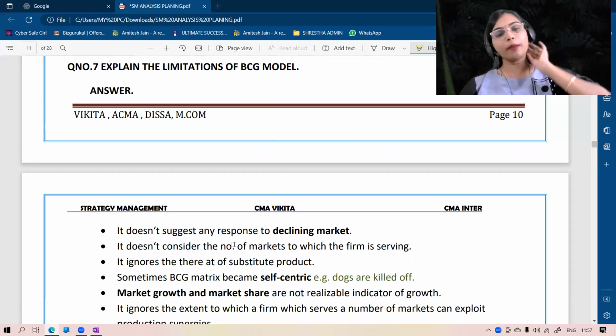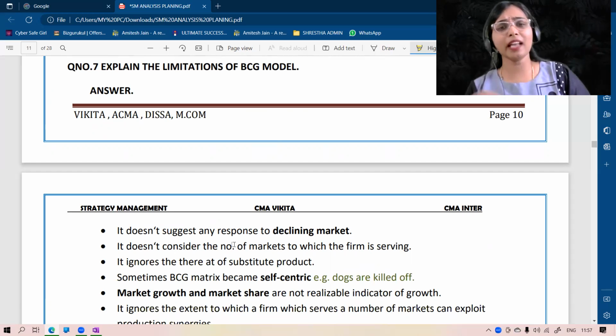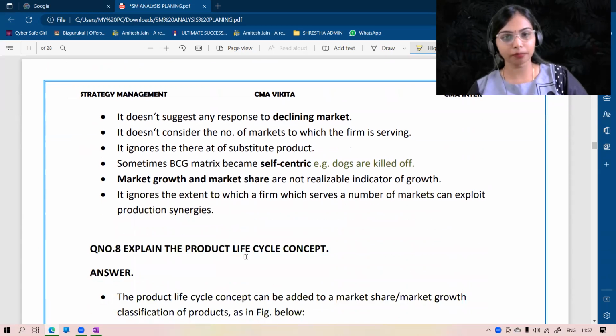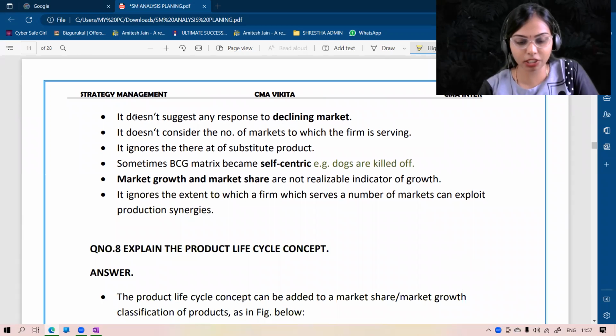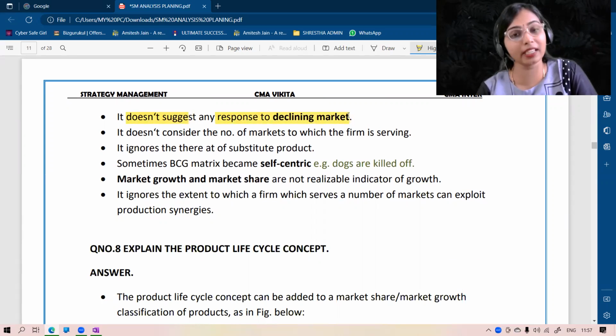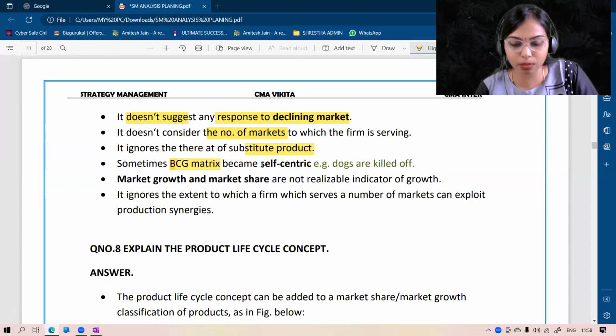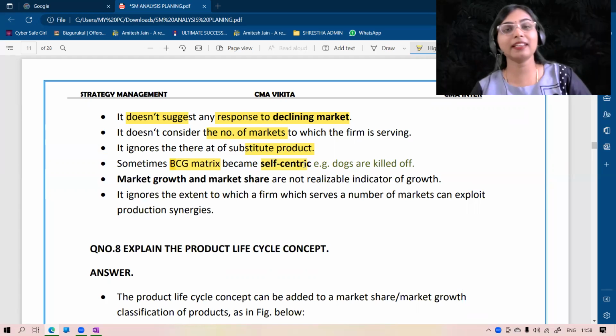Okay, now coming to the fact that every model has limitations. So the limitations of this BCG model are these. It does not suggest any response to a declining market. It does not consider the number of markets, it does not consider many markets together. It ignores substitute products. A BCG matrix becomes self-centric. It is very selfish, self-centric.